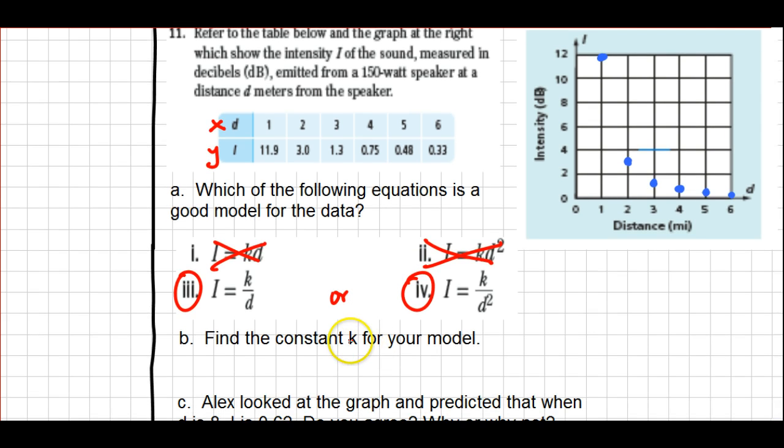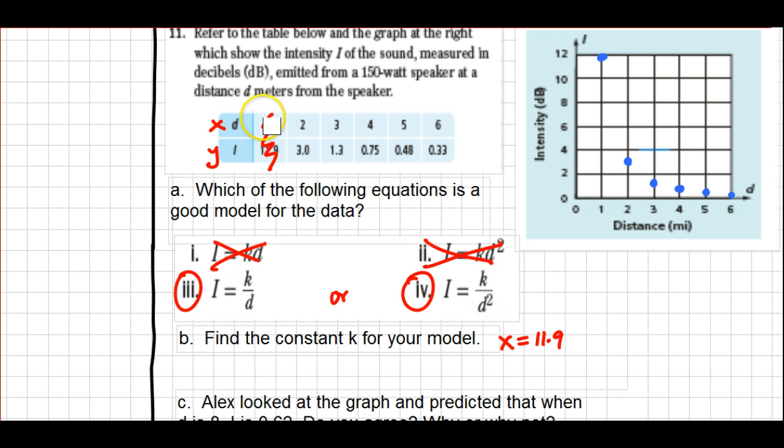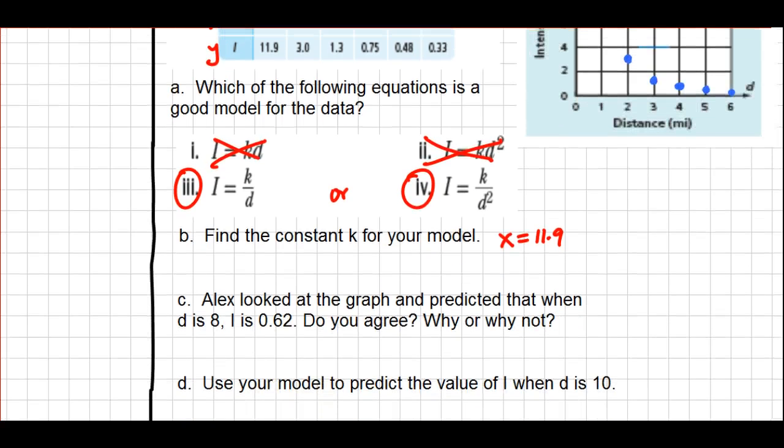So now let's go ahead and find the k for the model. Since the first coordinate is given, we're just simply going to plug that in. If that value were omitted in the table, then we would plug in 2 and 3 and we would calculate, and we'd get our k value that way. But since they provided it, we're just going to go for it. Next it says, Alex looked at the graph and predicted that when d was 8, I would be 0.62. Do you agree? Why or why not?